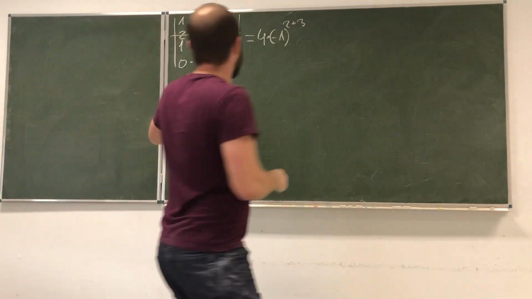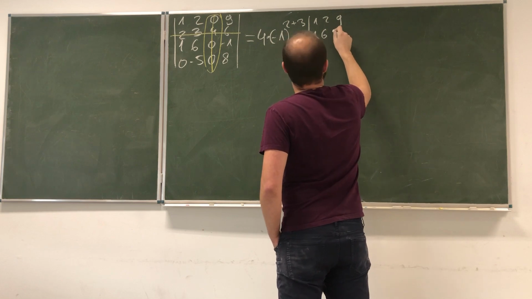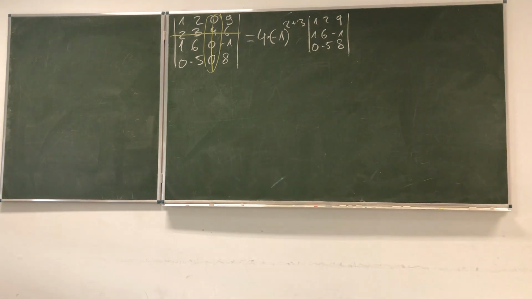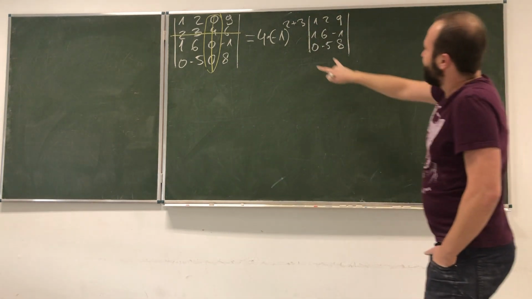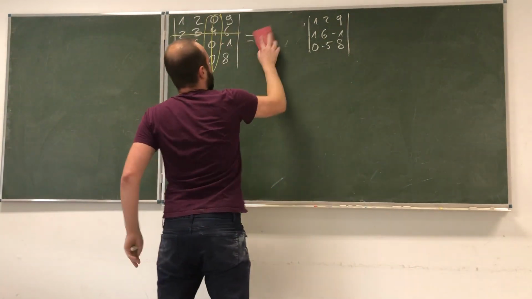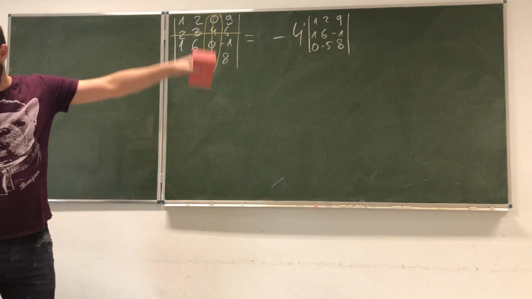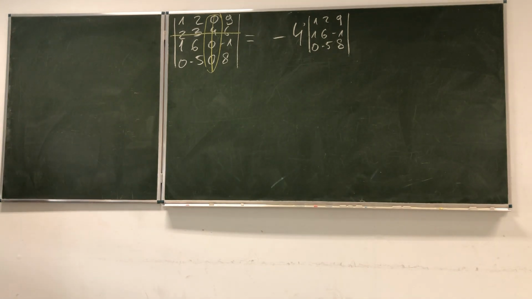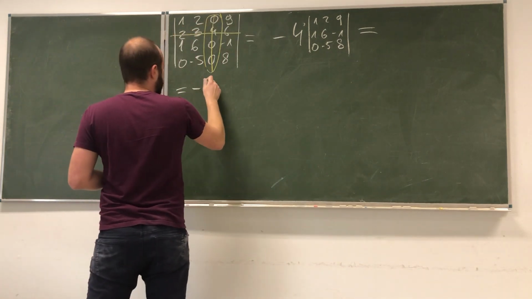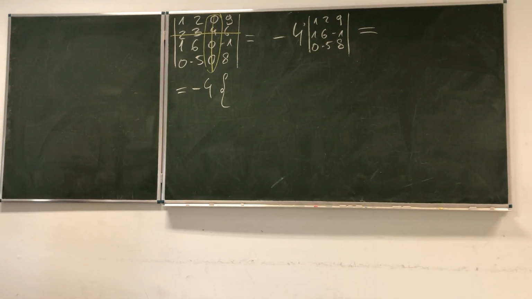By doing this, it will be easier to rewrite everything. 1, 2, 9, 1, 6, negative 1, 0, negative 5, 8. Okay, and look, this is simply negative 4 times negative 1. So this is what we've got. But because we are learning Laplace expansion, we're going to deal with this case also by Laplace expansion. So I put negative 4, I open brackets, and what will we have inside?